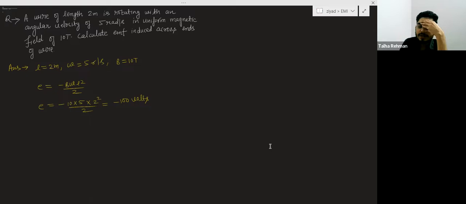So when your wire is rotating with an angular velocity omega, there will be an induced EMF in that wire. Why the induced EMF? Induced EMF is always due to the change in the magnetic flux. Change in the magnetic flux. Okay, so we will discuss the mutual induction. Have you got it now?